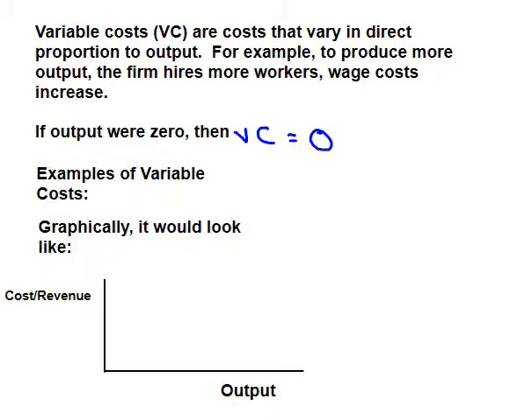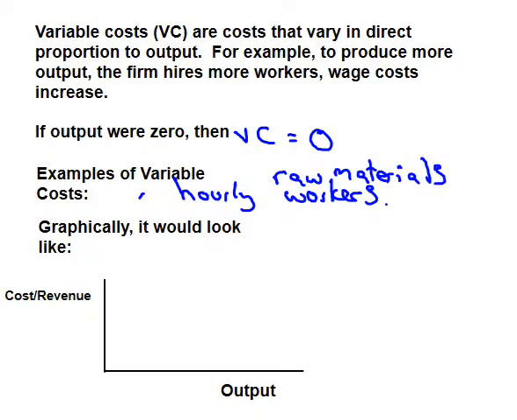So examples of variable costs could be hourly workers, raw materials, packaging, etc. And graphically, it looks like we would start at the origin and it would increase. This does not have to be a 45-degree line by any means. It depends on the particular cost structure.